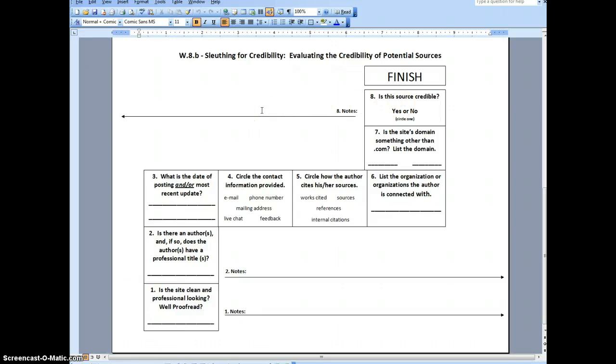Probably because of the ads, because of the lack of citing sources, the lack of professional title for the author, I probably would have to say that I'm not real comfortable trusting this information at this time, and I'd probably have to give this a no.